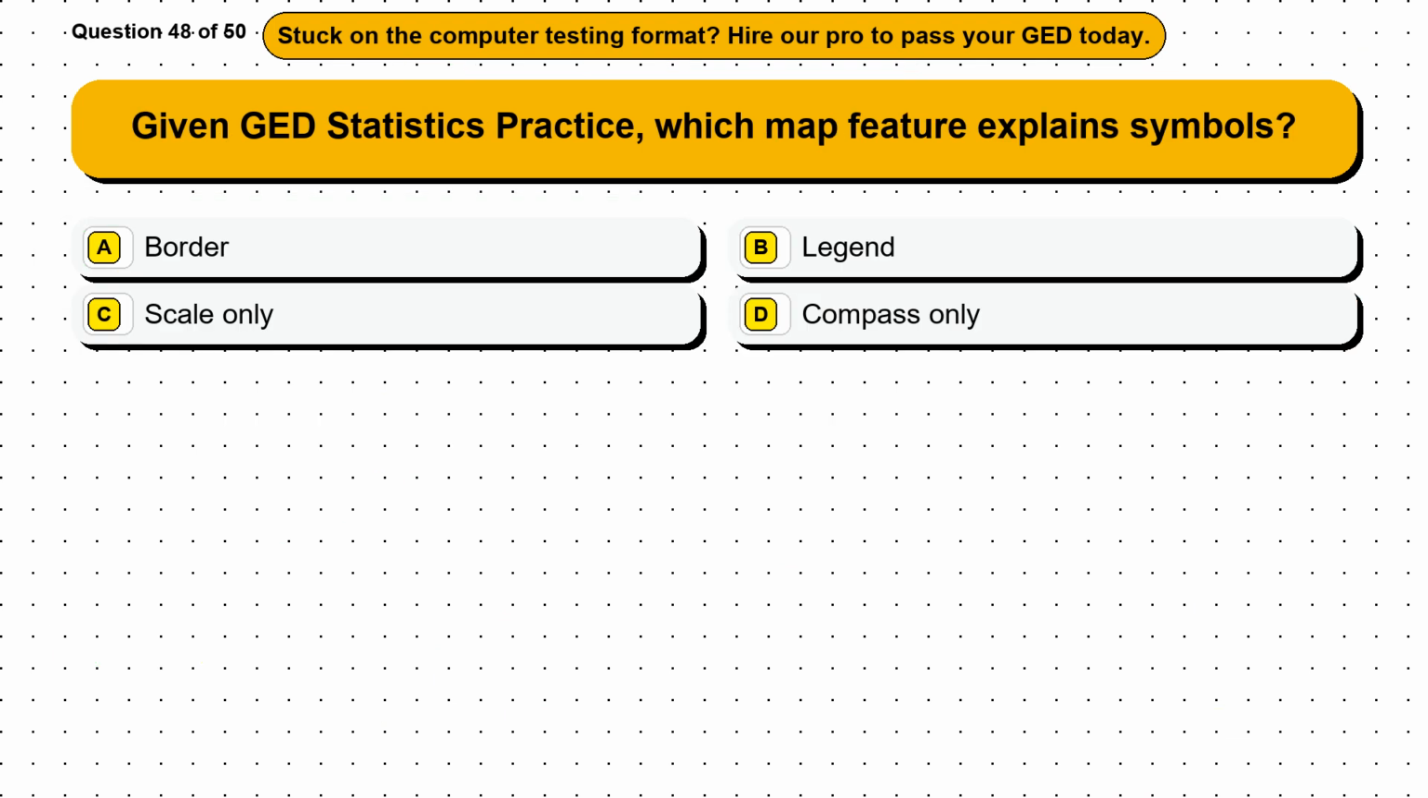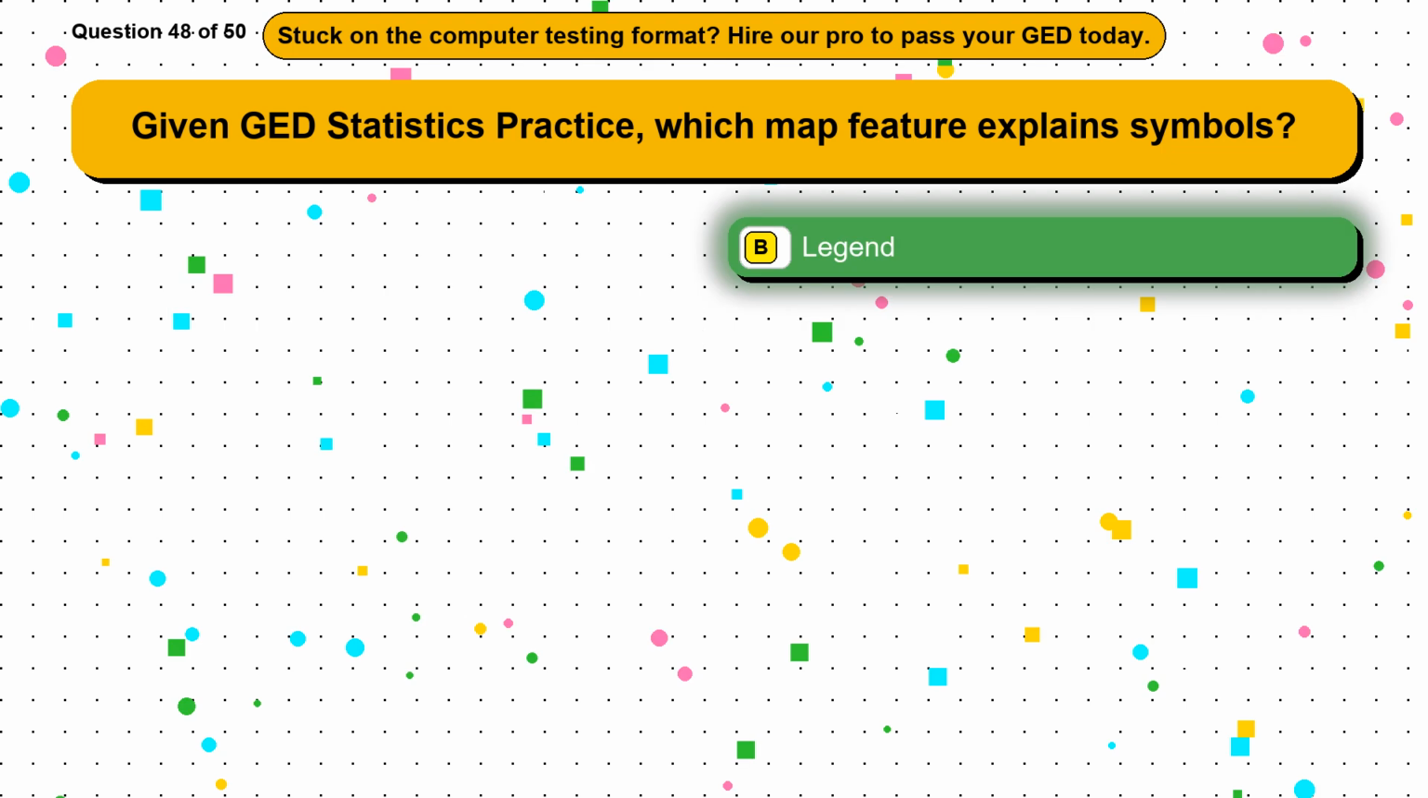Question 48. Given GED Statistics Practice, which map feature explains symbols? Option A, border. Option B, legend. Option C, scale only. Option D, compass only. The correct answer is option B.